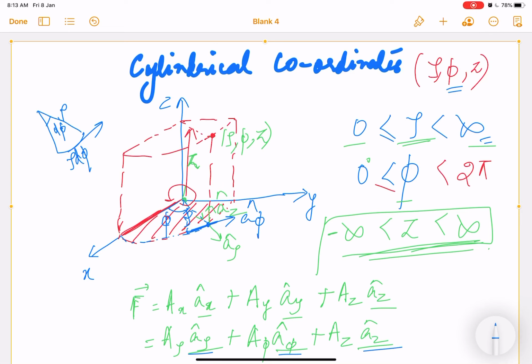For this lecture, we'll study this much, and in the next lecture, I'll also tell you how to convert cylindrical into Cartesian and vice versa. And I'll also define rho, phi, z for you guys.